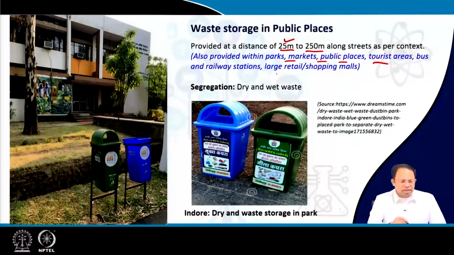So in this image you can see two containers, one green color for wet waste, and the blue color container for other waste, papers and other kinds of material, dry waste. This is our architecture department at Indian Institute of Technology Kharagpur. So we have these two containers in front of our department. Similarly over here you can see indoor dry waste storage in a park.